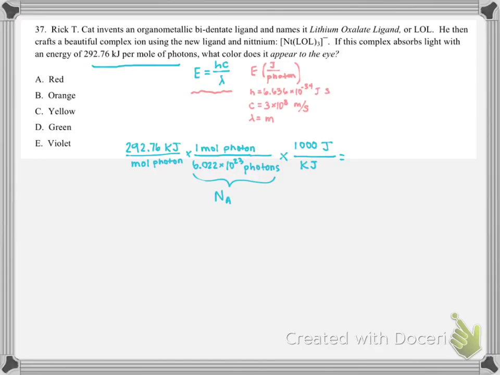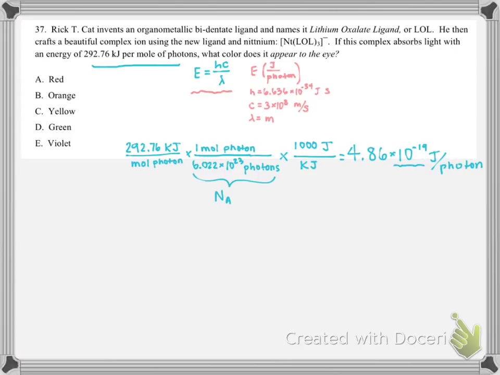And so when we go ahead and solve this, we get 4.86 times 10 to the negative 19 joules per photon. And this 10 to the negative 19th is very common for the energy of photons in the visible spectrum. So seeing that number can be nice and comforting.